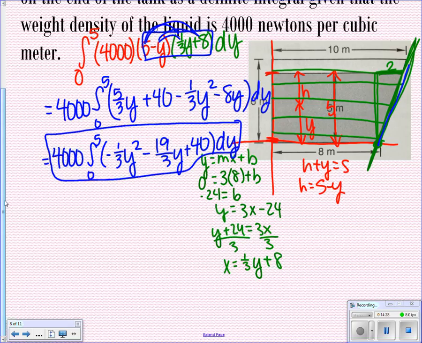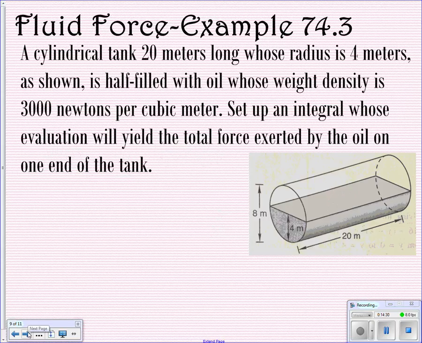Looking at the next example, we have a cylindrical tank, 20 meters long, whose radius is 4 meters as shown. It's half filled with oil, whose weight density is 3,000 newtons per cubic meter. This one says set up an integral whose evaluation will yield the total force exerted by the oil on one end of the tank. So for this one, we set up the integral, but we do not have to solve it. It says set up an integral that if you evaluated it, would give you the total force exerted by the oil.